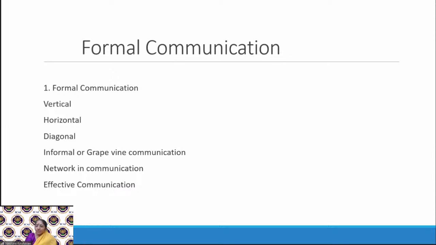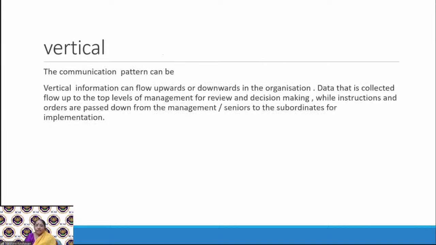Right? Now let's see what's vertical communication. This is the communication pattern that's two-way: the boss and the employee. Vertical information can flow downwards or upwards in the organization. Data that is collected flows up to the top level management for review and decision making, while instructions and orders are passed down from the management or seniors to the subordinates for implementation. Now, you don't have to use words that you find difficult or new.